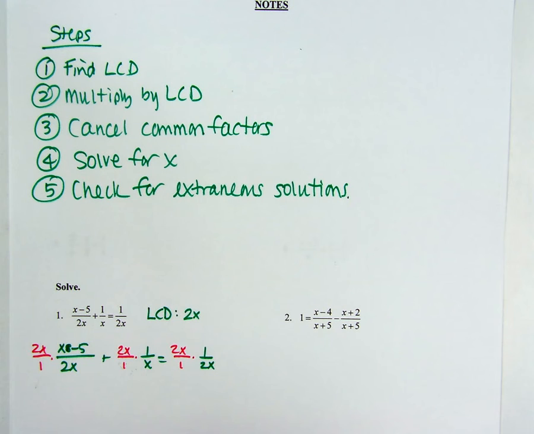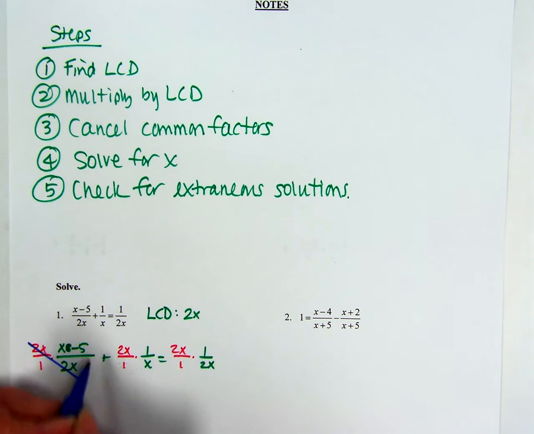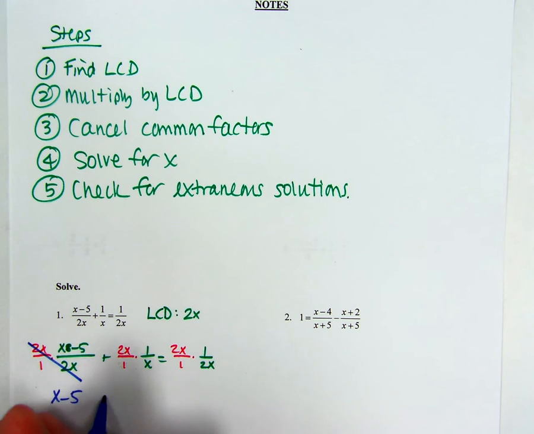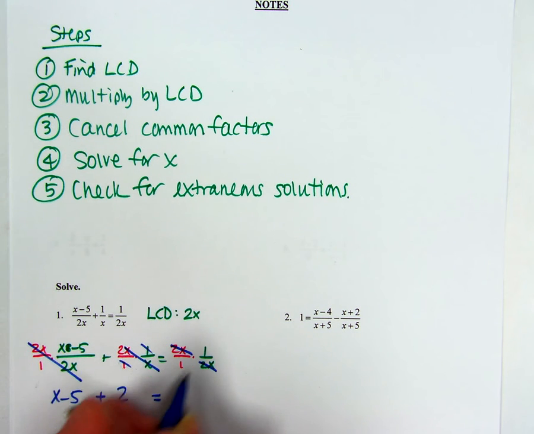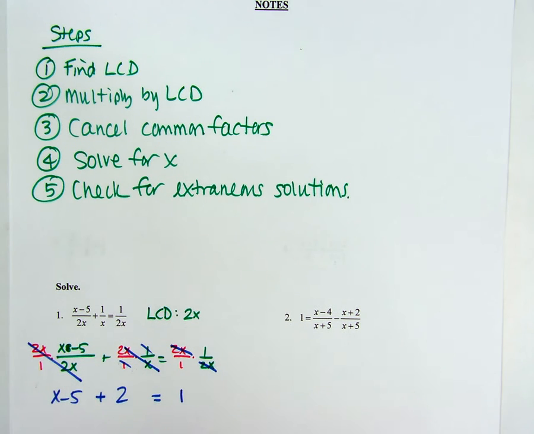So you're looking for common terms. The 2x's cancel out, so all you're left with is x minus 5. We don't need the 1s, right? So we can cross off the x's and the 1s. We're just left with 2. Here the 2x's cancel, and you're left with 1 over 1, which is just 1.